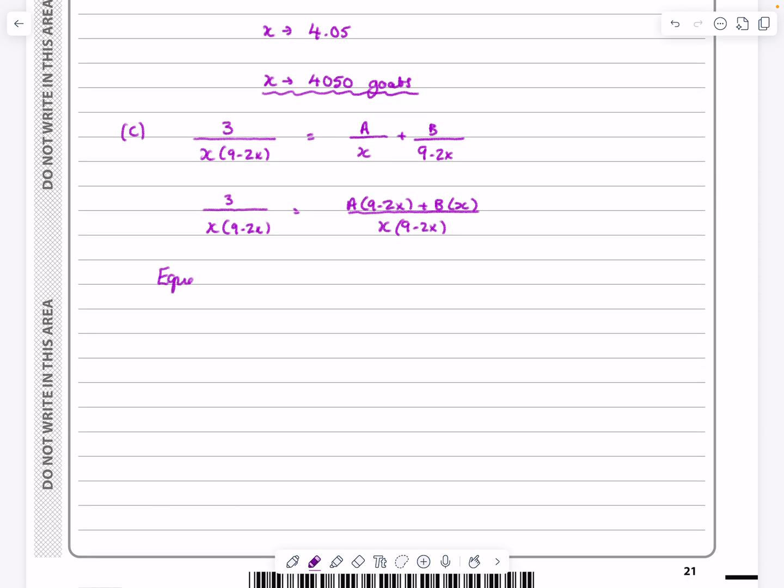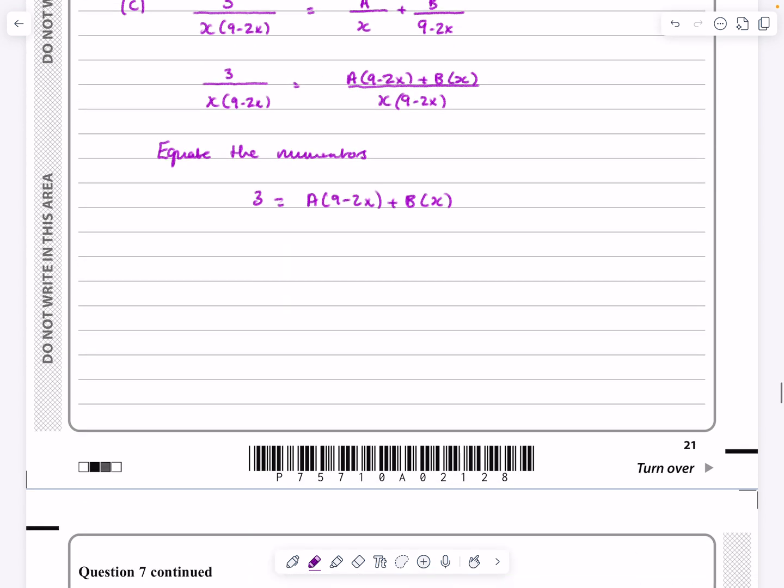Let's just go through the process, same as always. I would equate the numerators at this stage, which means that I get 3 is equal to A(9 minus 2x) plus Bx, and then I just want to get rid of the A and the B separately. So if I choose x equals 0, I'm going to get 3 is equal to A times 9, and the Bx part there will be 0. So that gives me that A works out to be equal to a third.